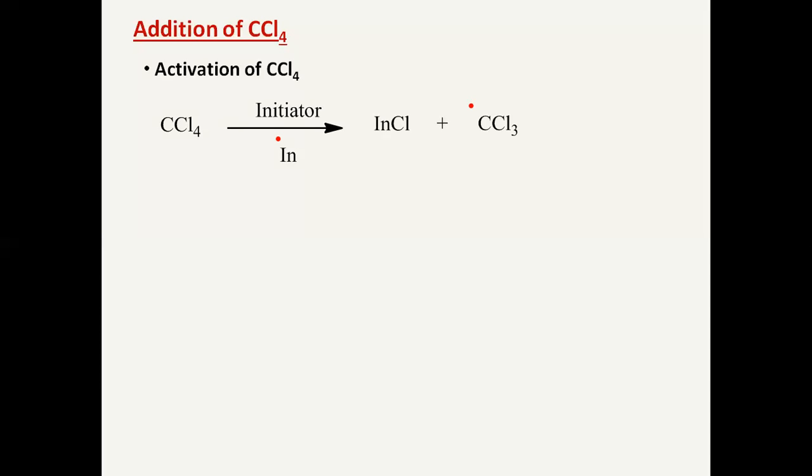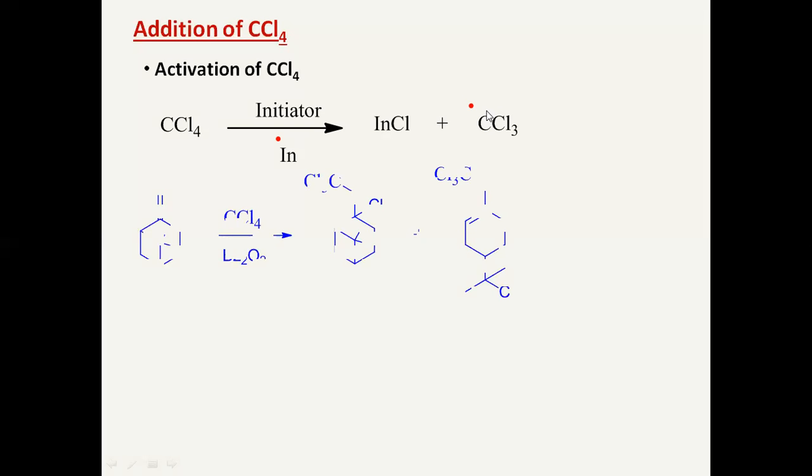In the presence of an initiator, say benzoyl peroxide, or many types of initiators that are also available, CCl4 can be activated. These initiators react with CCl4 and form this reactive species, the CCl3 free radical, and in this way CCl4 addition takes place. The example is before you, this compound containing a double bond. If you add CCl4 across this in the presence of a certain initiator, say benzoyl peroxide, two products are formed.